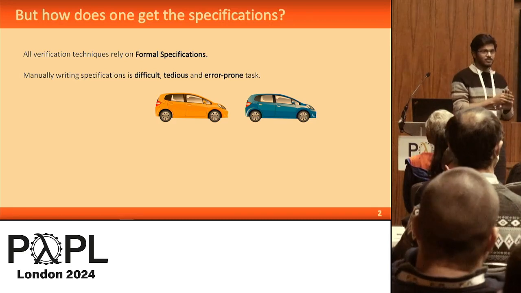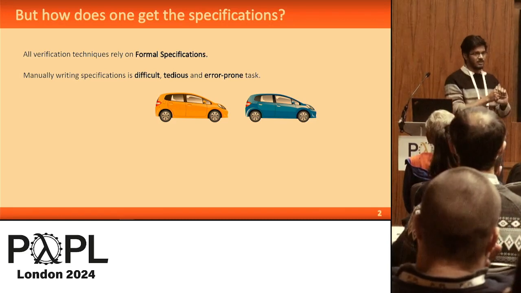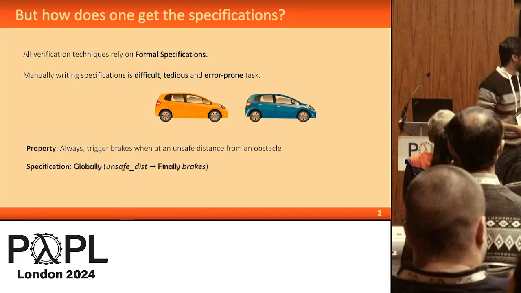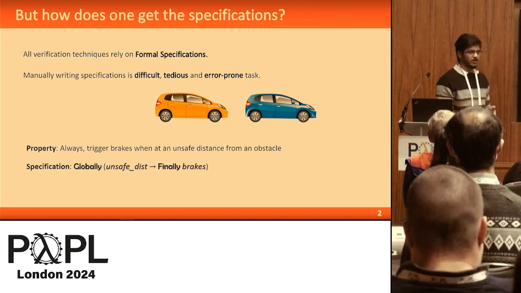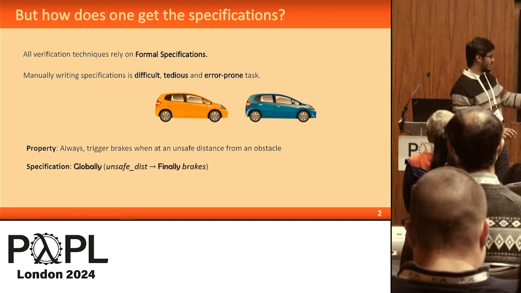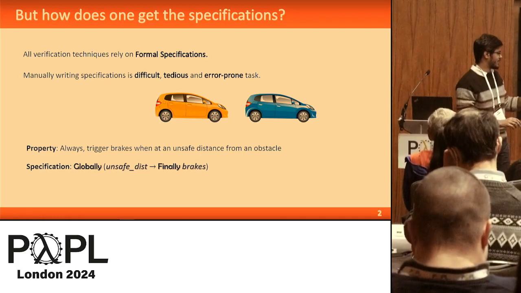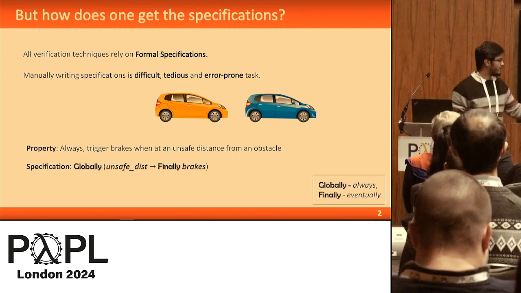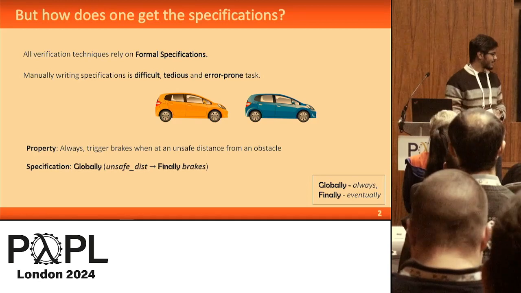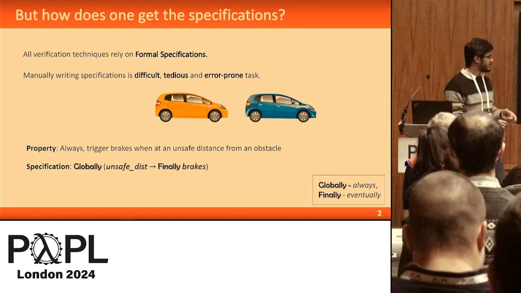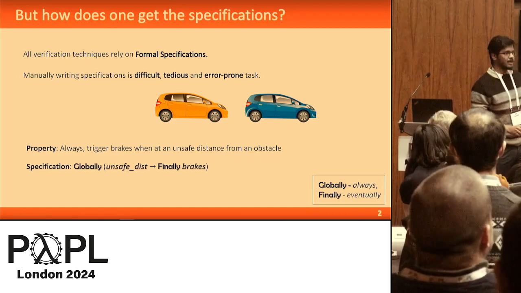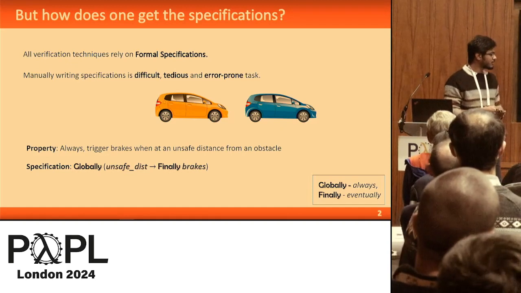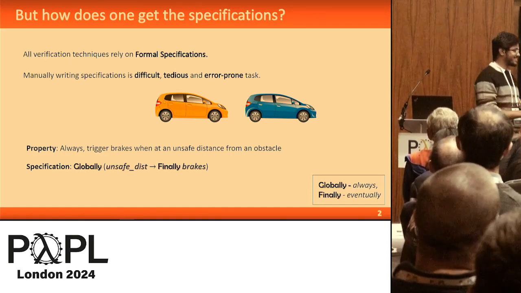I will demonstrate this fact using the same example of the autonomous vehicle. The property that you wanted to monitor was that the vehicle triggers brake when it reaches the unsafe distance of an obstacle. Here I attempt to formalize it as a specification. This specification uses globally and finally, which in temporal logic refer to always and eventually respectively. What this specification says is that always it is the case that when the vehicle reaches an unsafe distance, eventually the brakes are triggered.